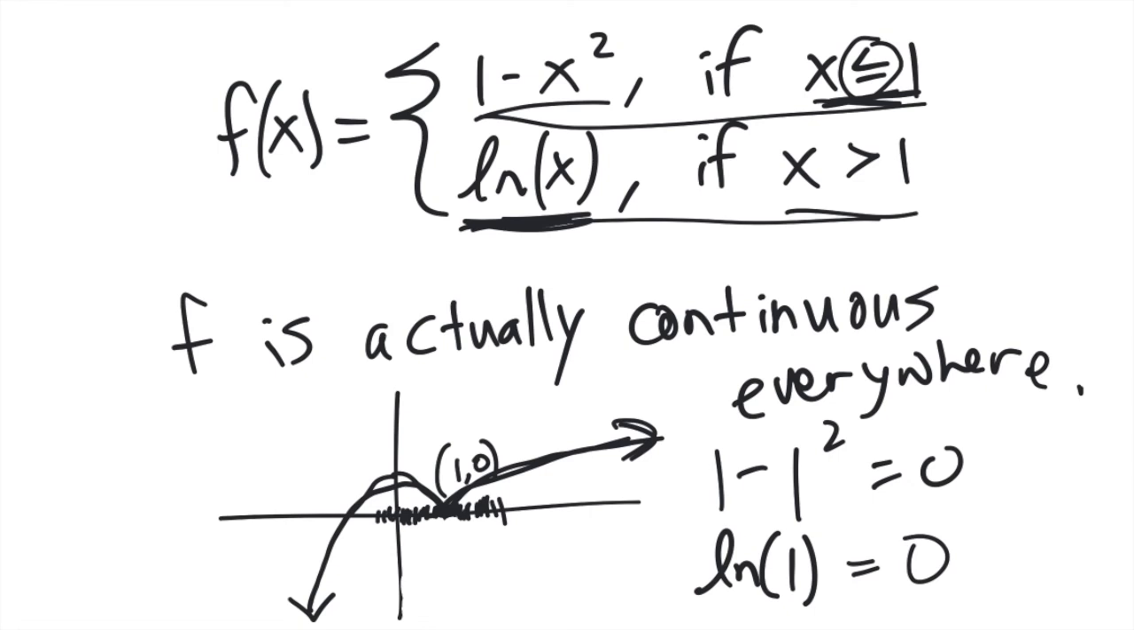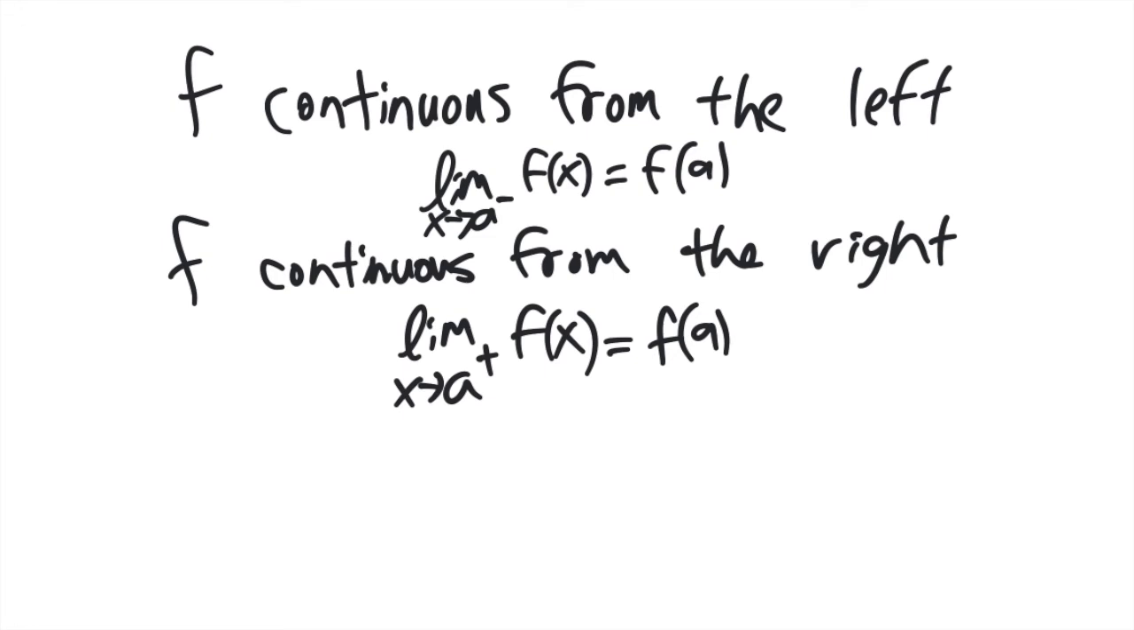What's happening here is that one piece is kind of creating this closed circle, and then the other piece of the piecewise function has an open circle that's starting right there and then continuing. And so this function is actually continuous everywhere. This is kind of a common example to use. So let's look at one example.